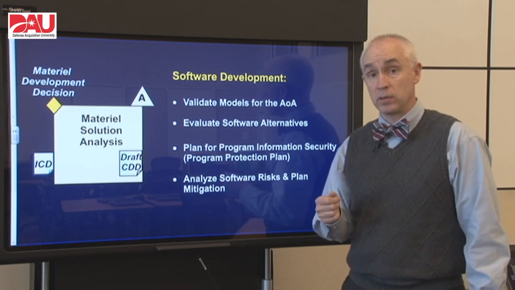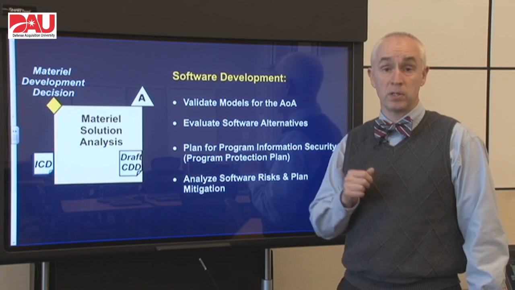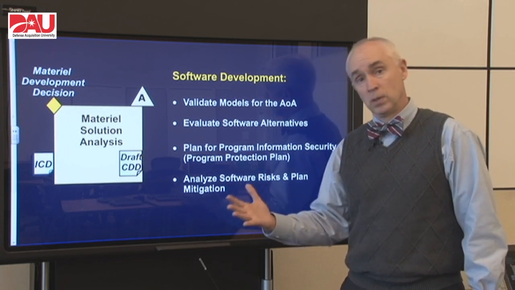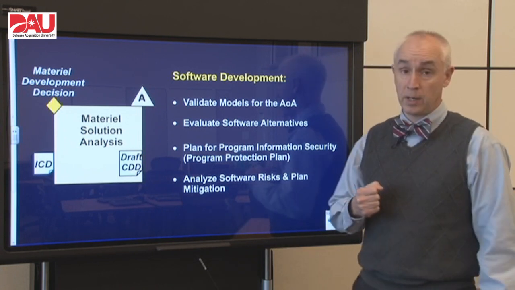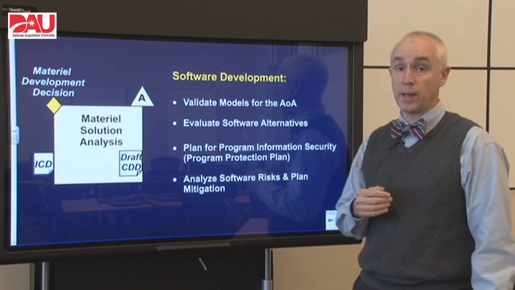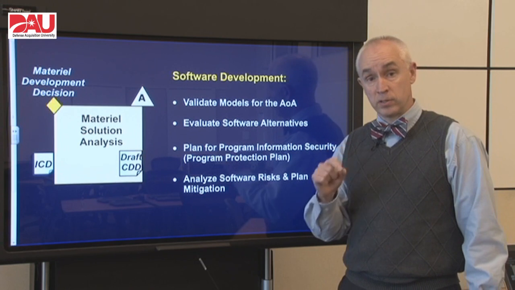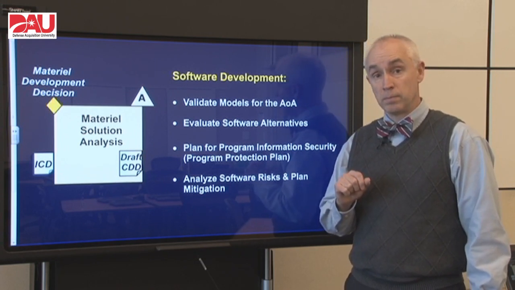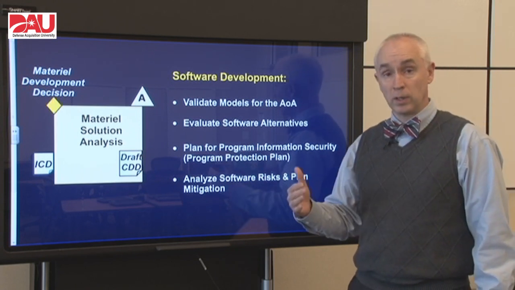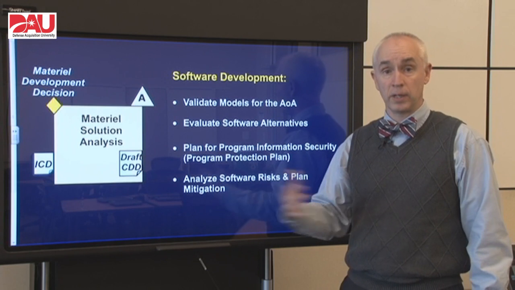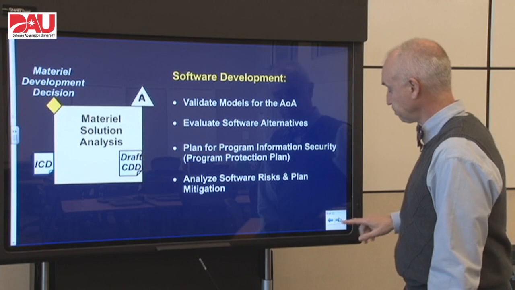We can also validate models for the analysis of alternatives here, and we can evaluate the software implications of each of the alternatives, because some things require more challenging software approaches and some things might be easier to handle from a software standpoint. So we need to understand that within the program. We also need our software folks to take a look at software-specific risks and where we might be able to mitigate some of those. As part of this program protection plan, what we're really looking at is cybersecurity. Are we protecting our program from attacks through information technology?